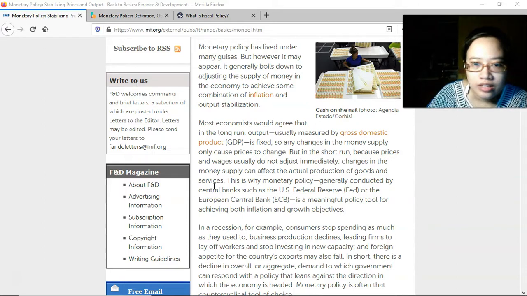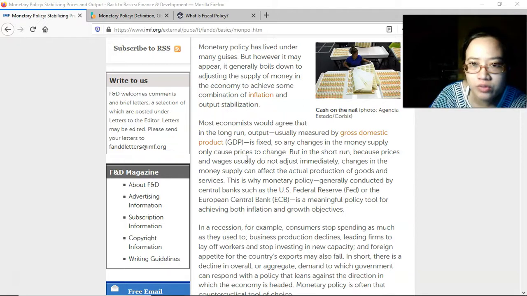Okay. Continuing on, this is why monetary policy is generally conducted by central banks such as the U.S. Federal Reserve or the European Central Bank. Here in the Philippines, we have the Bangko Sentral ng Pilipinas. The monetary policy is a meaningful policy tool for achieving both inflation and growth objectives.